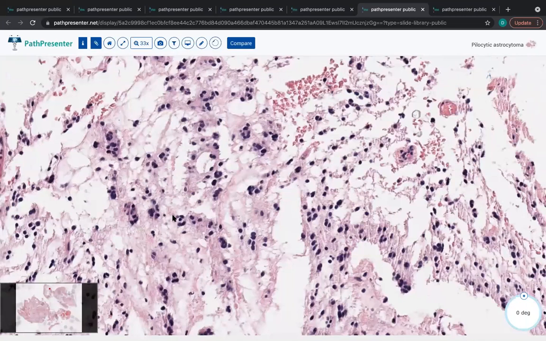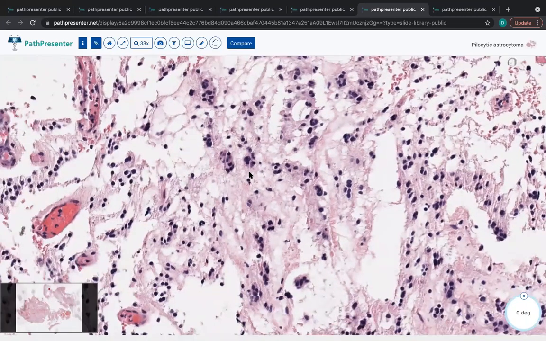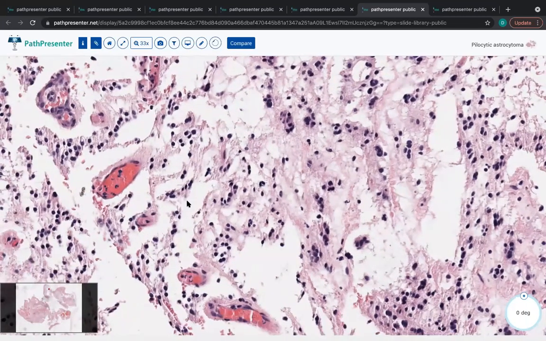There's nothing wrong with that. Just saying glioma is perfectly reasonable. It tells them everything they need to know.